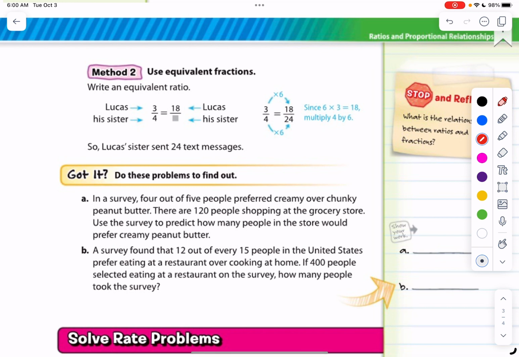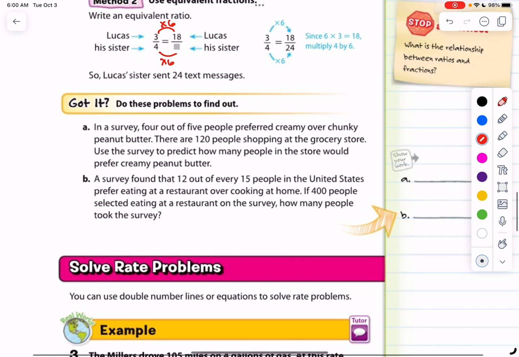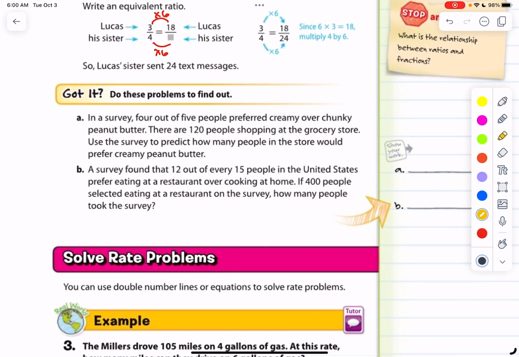Okay, here is the same problem set up as equivalent fractions, and we can see that 3 times 6 is 18. Whatever we do to the numerator, we should also do to the denominator. Bigger numbers, so I'm excited now.